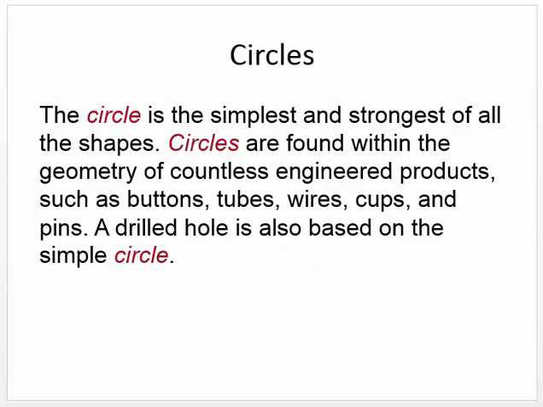Okay, some information that we need to know about circles. The circle is the simplest and strongest of all shapes. Circles are found within the geometry of countless engineered products, such as buttons, tubes, wires, cups, and pins. A drilled hole is also based on the simple circle.